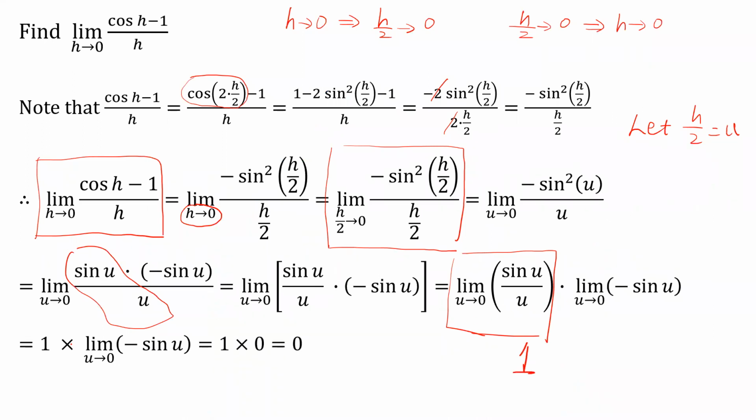Then that actually equals 1 times the second part, which is the limit of negative sine u as u approaches 0. So we can imagine that when u approaches 0, which is an angle that is very close to the positive side of x, right? In this case, the limit of negative sine u should equal 0, right? So the limit of this expression is finally simplified to 1 times 0, which is actually 0, right?